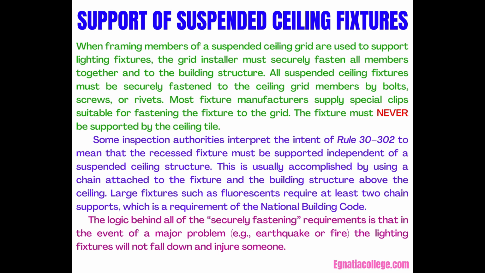Some inspection authorities interpret the intent of Rule 30-302 to mean that the recessed fixture must be supported independent of a suspended ceiling structure. This is usually accomplished by using a chain attached to the fixture and the building structure above the ceiling. Large fixtures such as fluorescents require at least 2 chain supports, which is a requirement of the National Building Code. The logic behind all of the securely fastening requirements is that in the event of a major problem, for example earthquake or fire, the lighting fixtures will not fall down and injure someone.